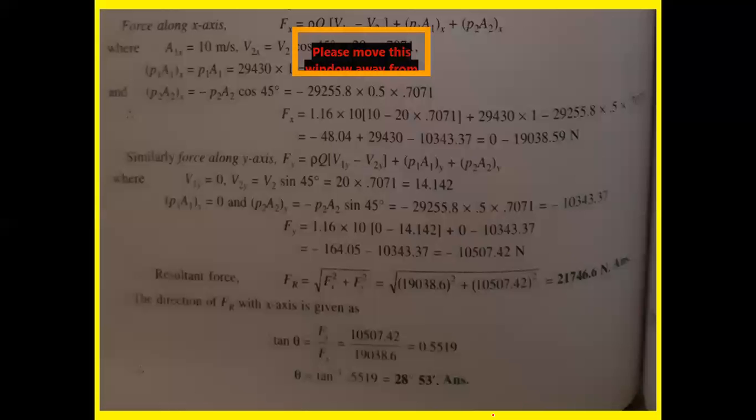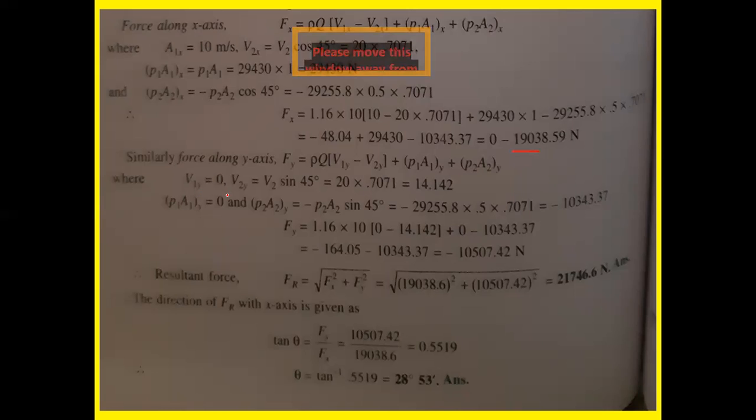Now, same as before, for the x-axis, Fx is equal to, write this formula: rho Q times V2 cos 45 minus V1, plus P1 A1 minus P2 A2 cos 45. After getting all these values, substitute: Fx is equal to 1.16 into discharge. Substituting all these values, finally you are getting Fx equal to this one. Okay, next Fy. Applying the same formula for Fy, just change the y terms.